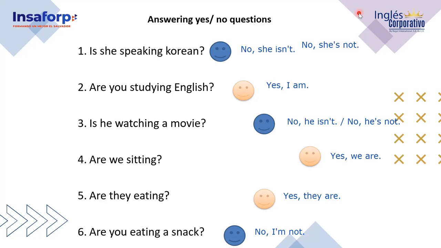Me, teacher. Thank you. Daisy and Alejandra. Okay, Alejandra, can you please read the answer and Daisy the question, please? Okay. Is she speaking Korean? No, she's not. Are you studying English? Yes, I am. Is he watching a movie? No, he isn't. Are we sitting? Yes, we are. Are they eating? Yes, they are. Are you eating a snack? No, I'm not. Thank you so much, Daisy and Alejandra. That was a super job.